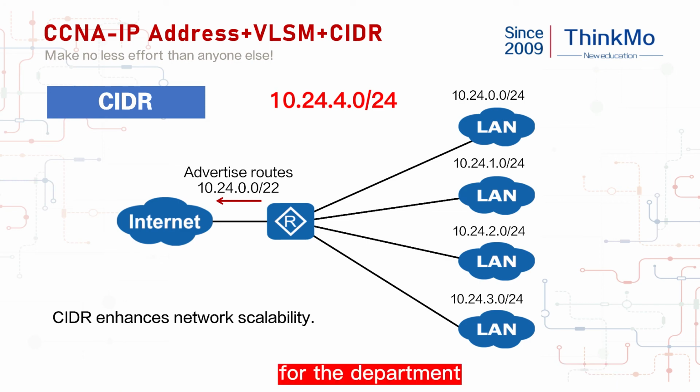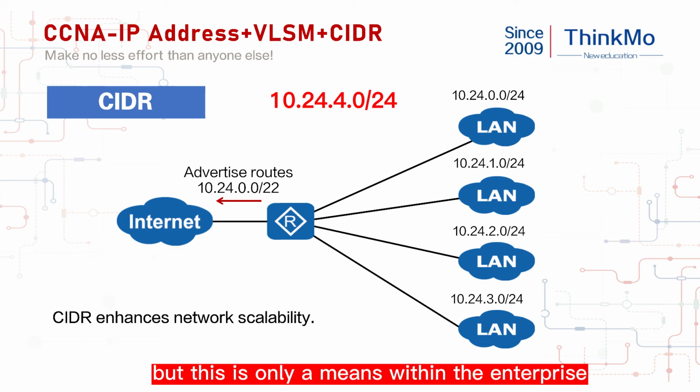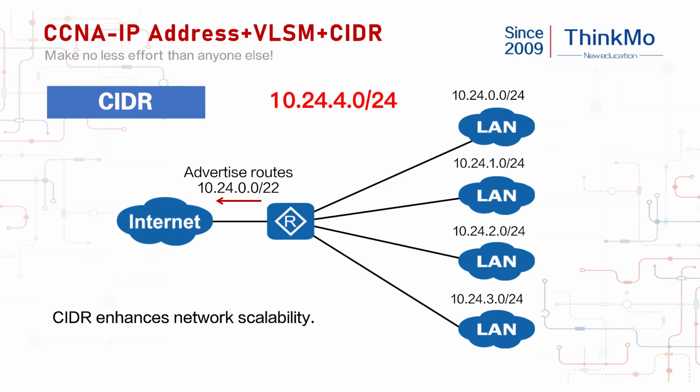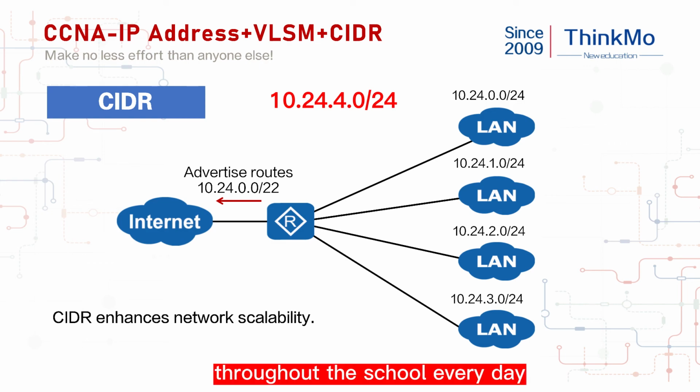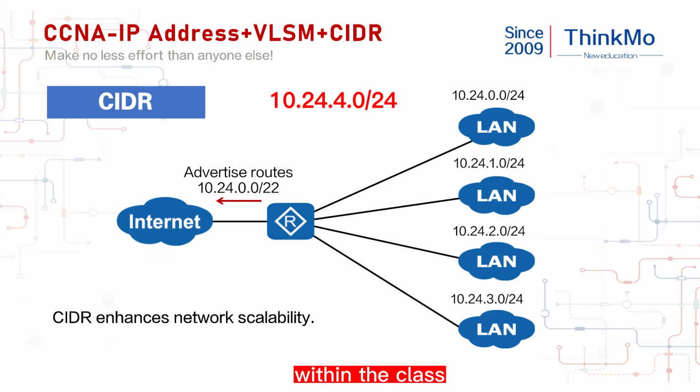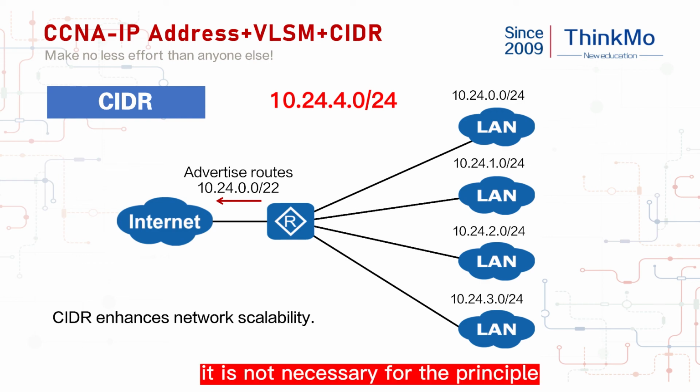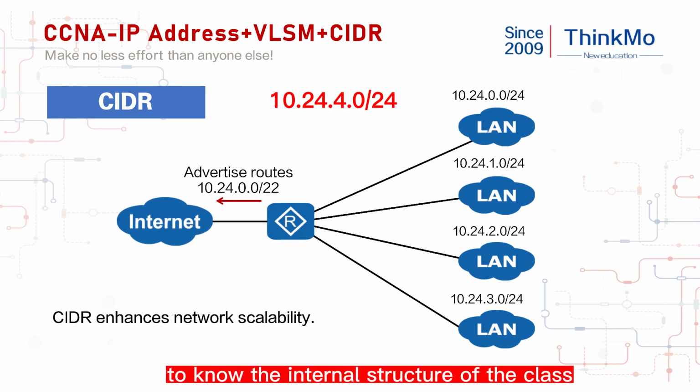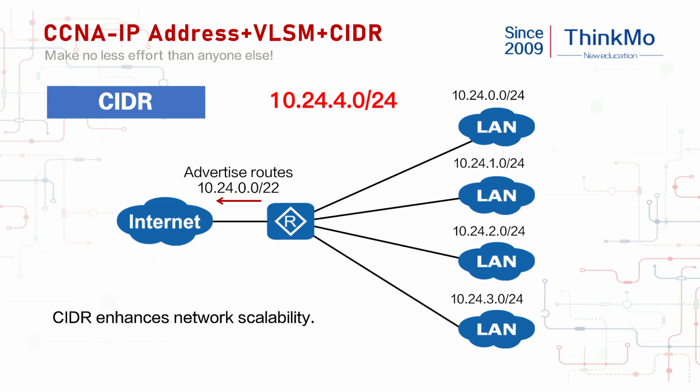For the department, you segment it, like dividing groups within a class. But this is only a means within the enterprise. If you want to advertise routes to the outside world, as a principal, you deal with so many things throughout the school every day. So how the network segment is divided within the class, the principal doesn't care. It is not necessary for the principal to know the internal structure of the class.